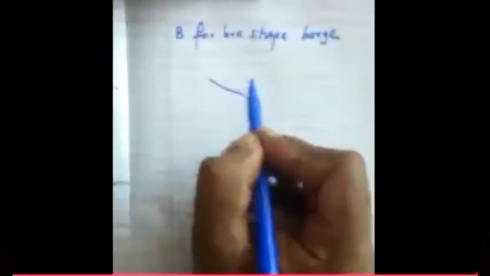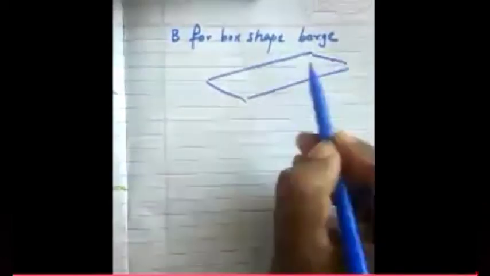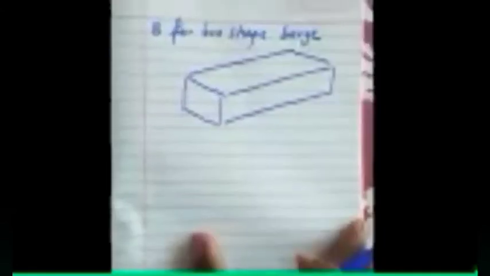Center of buoyancy for a box shape barge. Now, what is the meaning of box shape barge? It does not have a proper forward and aft, that is, it does not have a sharp shape, but it is normal, just like a box. Nowadays, you cannot see the box shape barge. This is called a box shape barge.